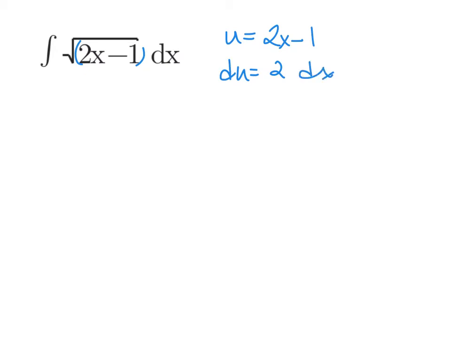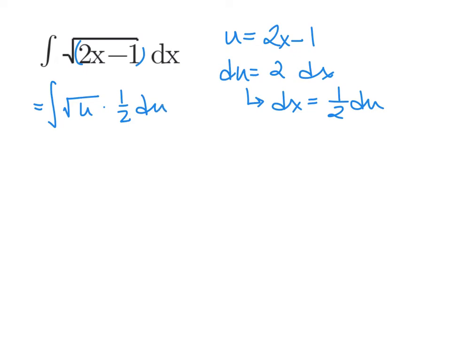Now, we're going to go back and substitute some things back into this integral. For instance, we're not going to take the square root of 2x minus 1, we're going to take the square root of u. And we're also going to have to substitute for this dx. Now, I know that du is 2 times dx, so that would mean that dx is 1/2 of du. So that's what I'm going to substitute for dx, the 1/2 du.